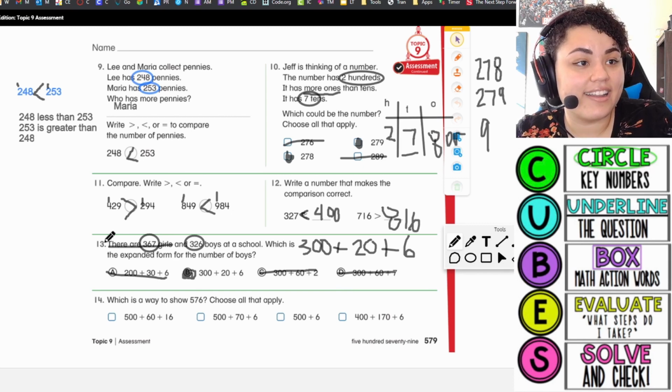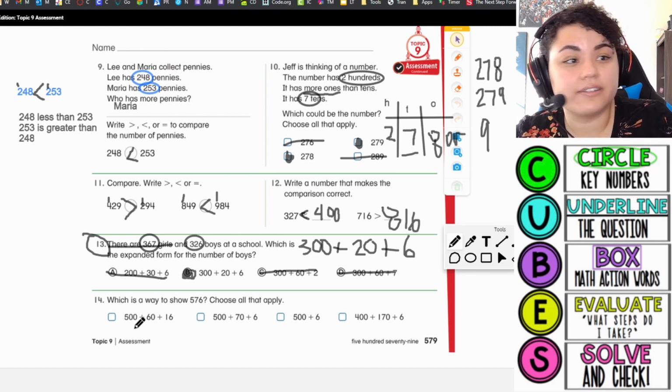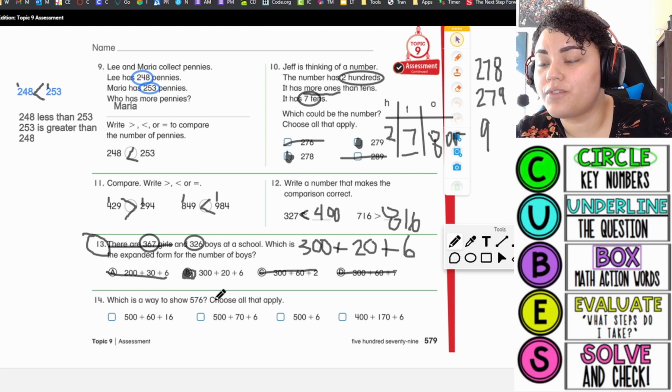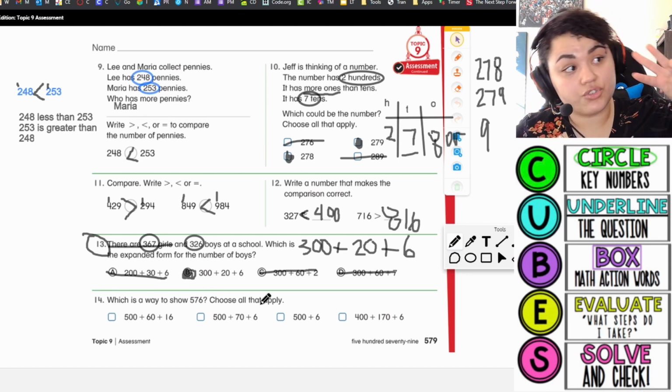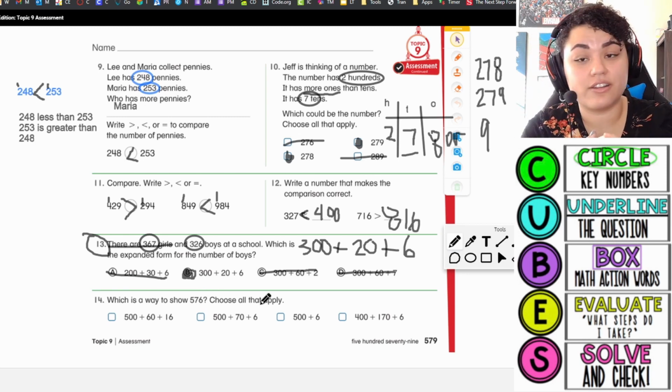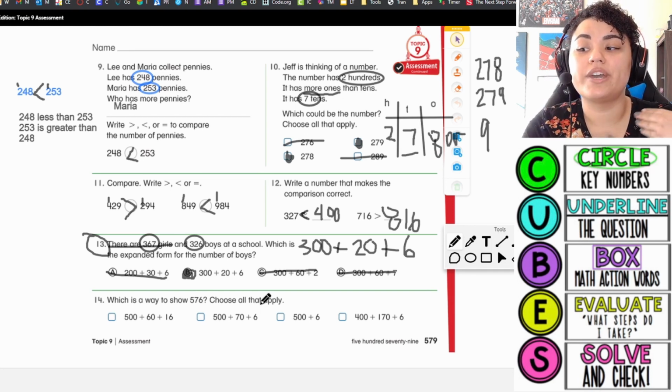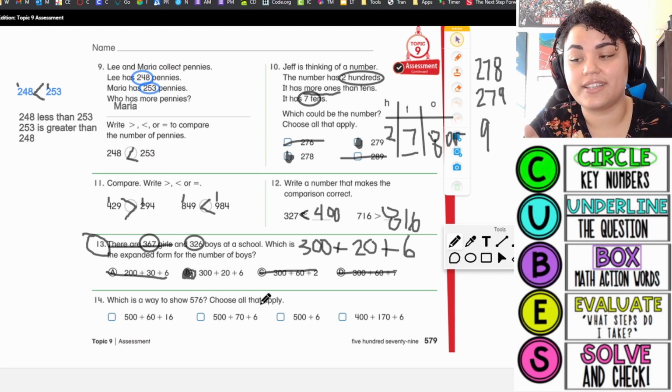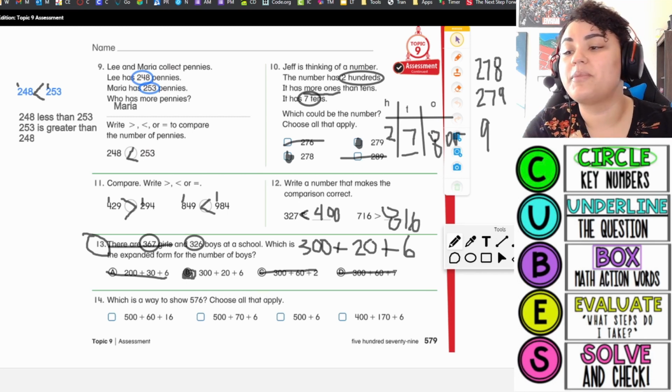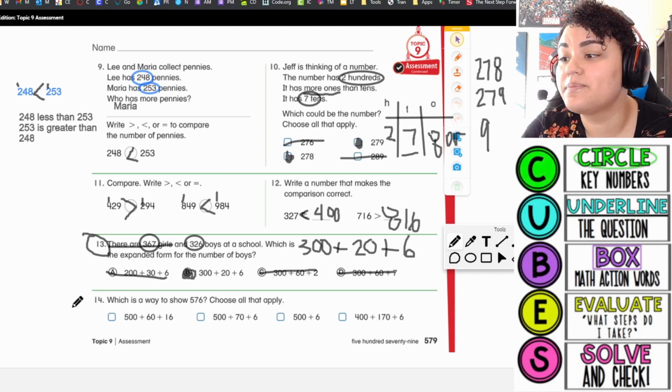So again, number 13 on your test tomorrow, or today if you take it today, is going to have some tricky stuff in there. Okay, which is a way to show 576. So remember, there's 3 different ways. We can show it with expanded form, which is 500 plus 70 plus 6. We can show it in standard form, 576, or we can show it in word form.